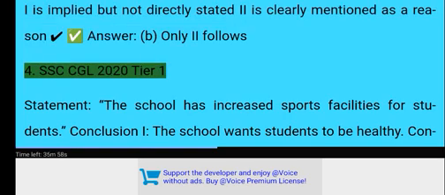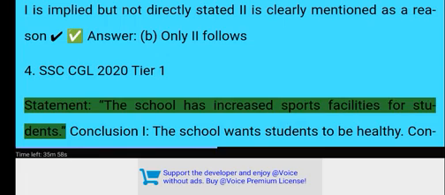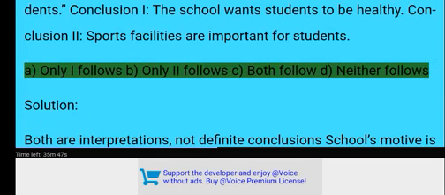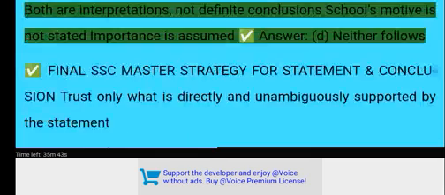4. SSC CGL 2020 Tier 1. Statement. The school has increased sports facilities for students. Conclusion 1. The school wants students to be healthy. Conclusion 2. Sports facilities are important for students. A. Only 1 follows. B. Only 2 follows. C. Both follow. D. Neither follows. Solution. Both are interpretations, not definite conclusions. School's motive is not stated, importance is assumed. Answer. D. Neither follows.